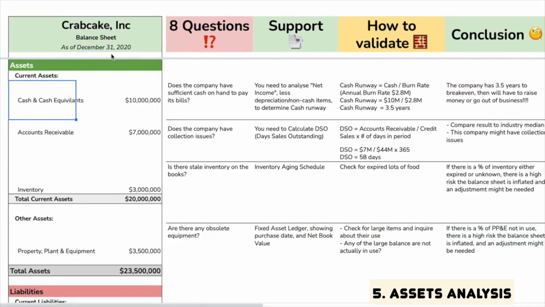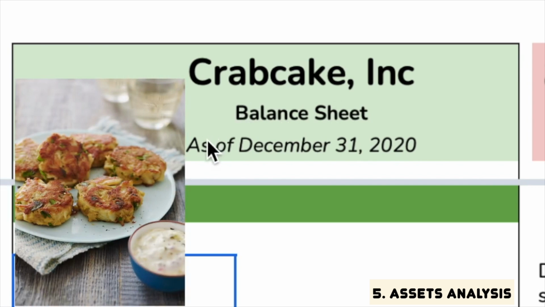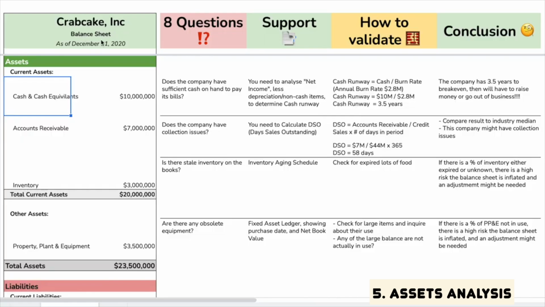So we're looking at the balance sheet for a company, Crab Cake Inc. And this is a frozen food manufacturer, and they manufacture crab cakes. This is the combination of crab meat and cake, crab cake. Very delicious, right? So this is the balance sheet as of December 31st, 2020.